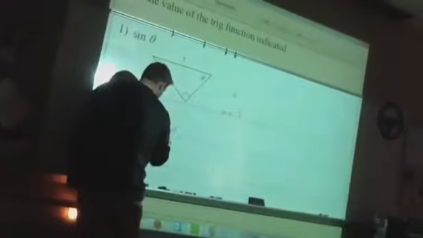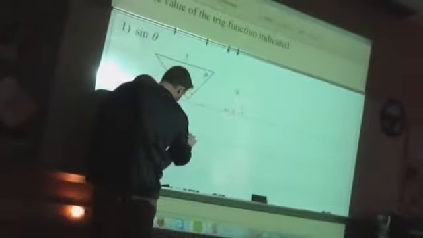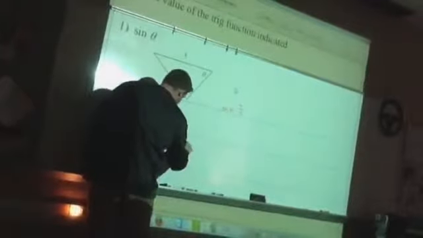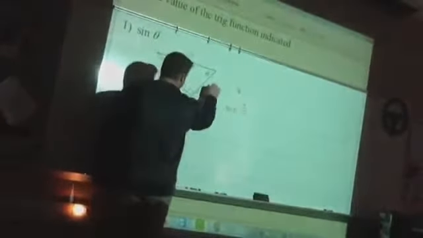Man, that's tough. If you wouldn't have known that side, you know what you'd have done? Use the Pythagorean theorem. To find this side, I would have said that 4 squared plus b squared equals 5 squared. So that's 16. That's 25. When I subtract, I get 9. When I take the square root, I get 3. That side's 3. So if you wouldn't have had a side you needed, you'd have used the Pythagorean theorem to find the side that you needed. So the answer to that was just simply 4/5.